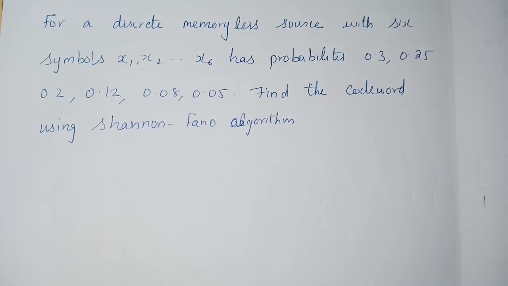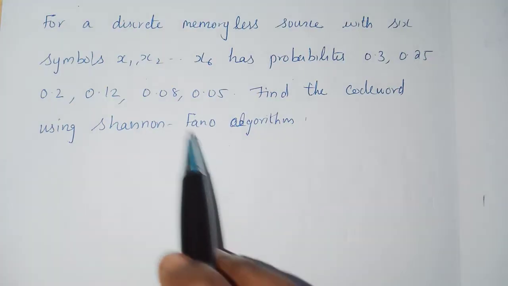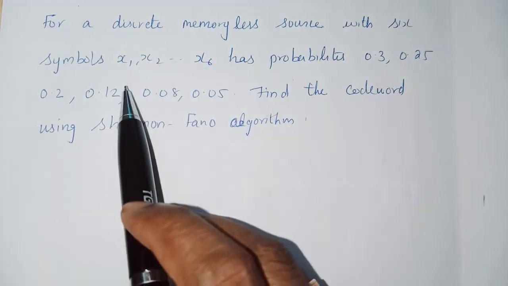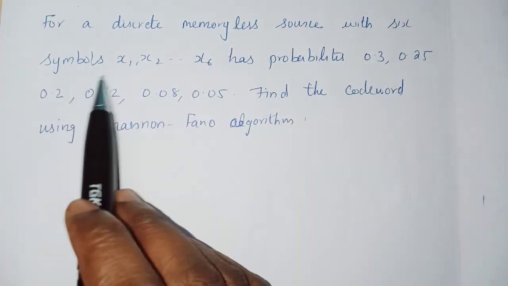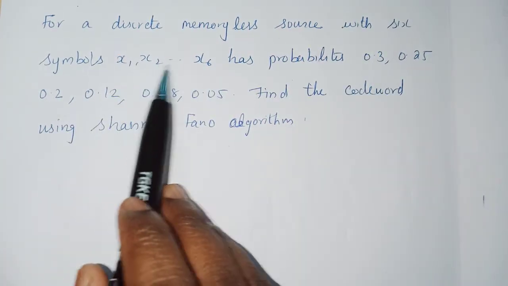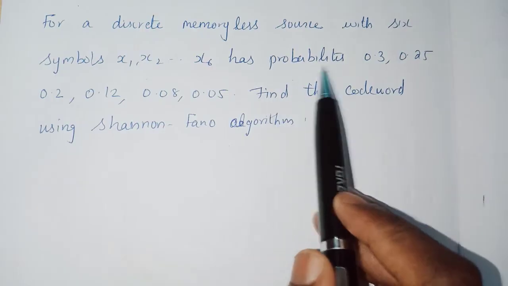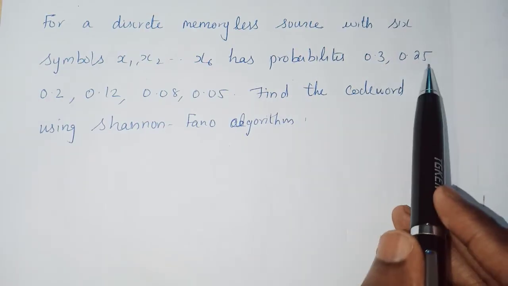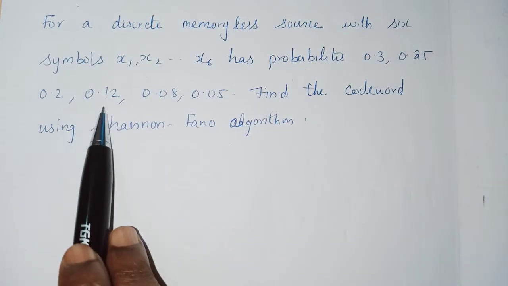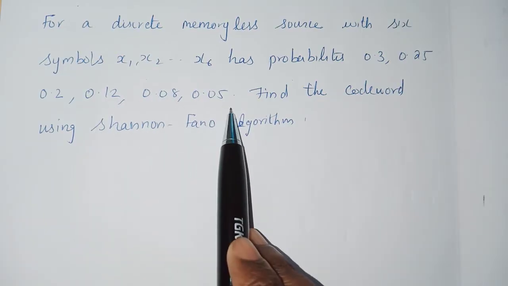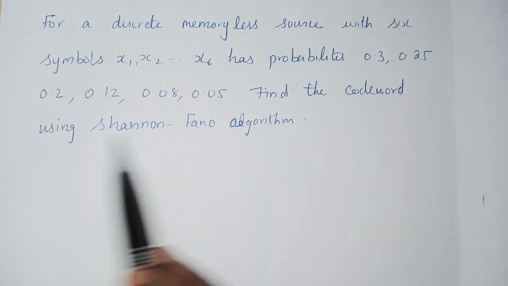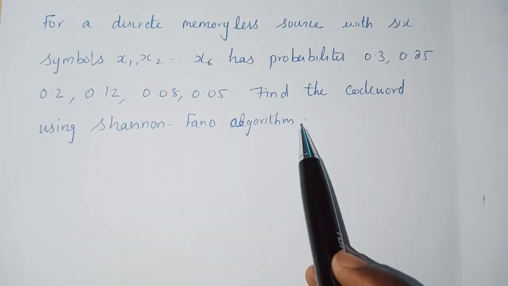So greetings to all. In this video lecture, let's solve a problem for Shannon Fano coding. The question is, for a discrete memoryless source with 6 symbols x1, x2 up to x6 has probabilities 0.3, 0.25, 0.2, 0.12, 0.08 and 0.05. Find the code word using Shannon Fano algorithm.